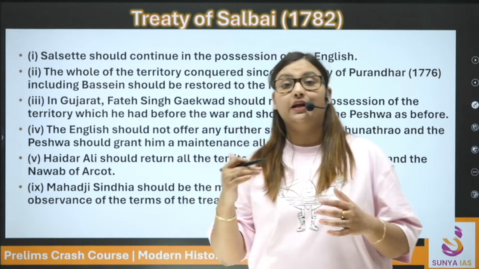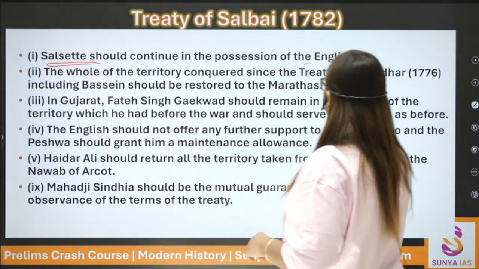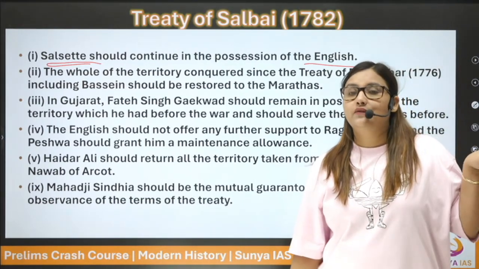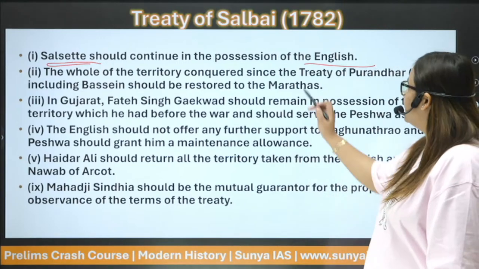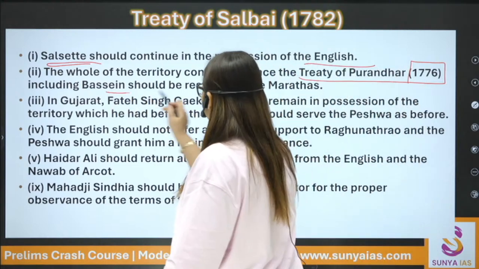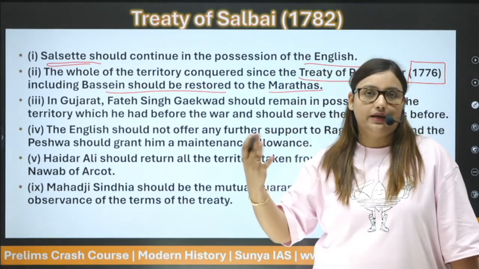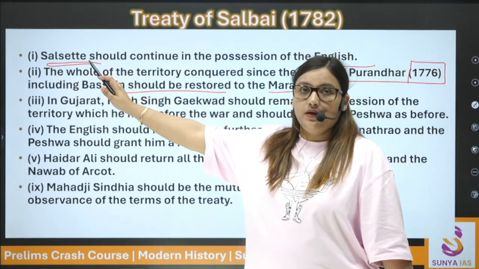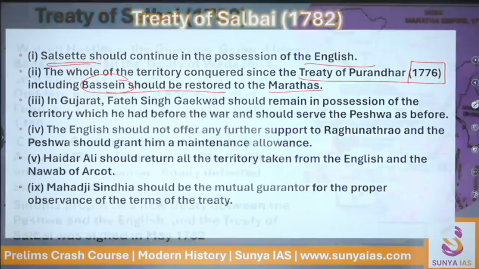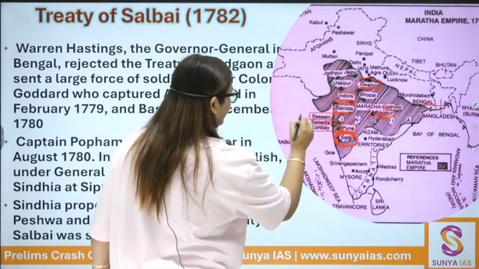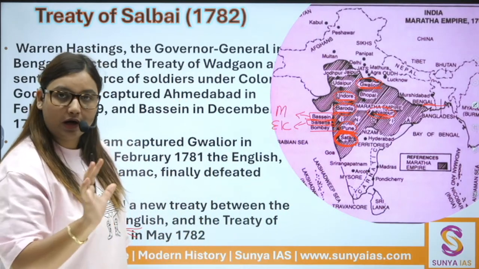It is the same time period when the Second Anglo-Mysore War was going on. So, according to this Treaty of Salbai, first of all, Salsette should remain in the possession of the English. The way Salsette was given during the time of Raghunath Rao, they still wanted to have Salsette in their own control. The whole of the territory conquered since the Treaty of Purandar in 1776, including Basin, should be restored to the Marathas. The Marathas will get other territories back, but not Salsette. So the Marathas got Basin back, but Salsette was still in the control of the EIC. I hope you are getting the point. Basin is under the Marathas, but Salsette was now in control of the EIC. Got it? Understand the map?